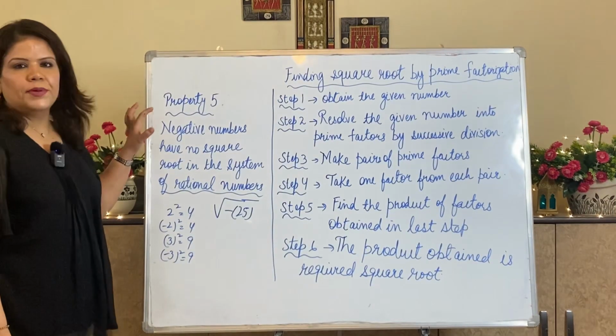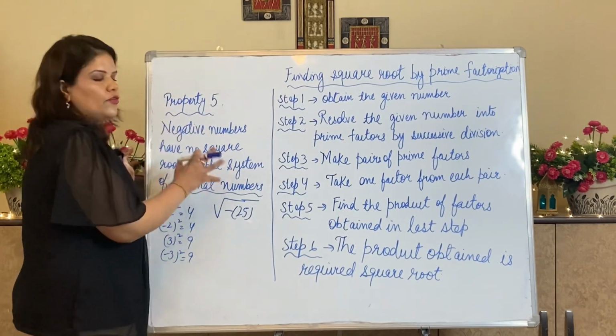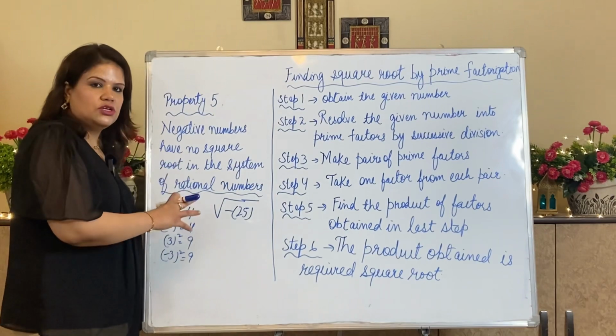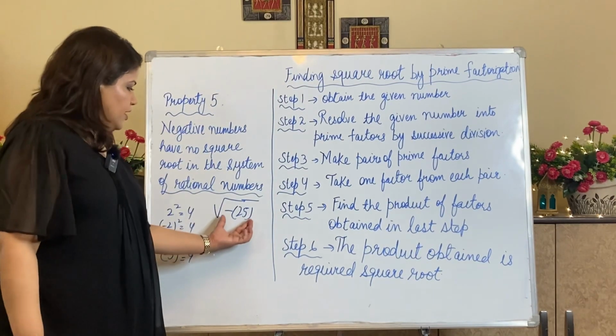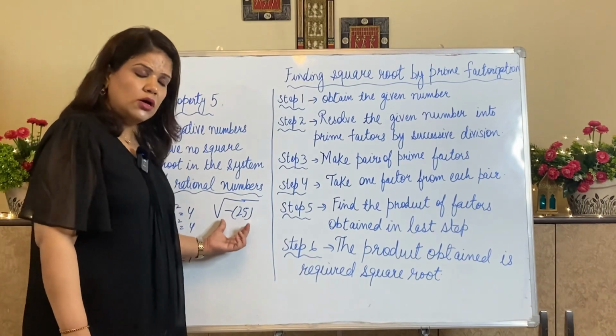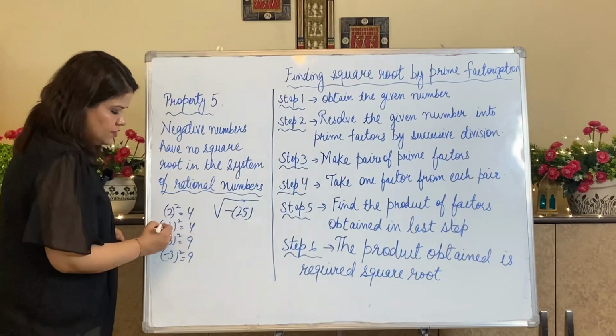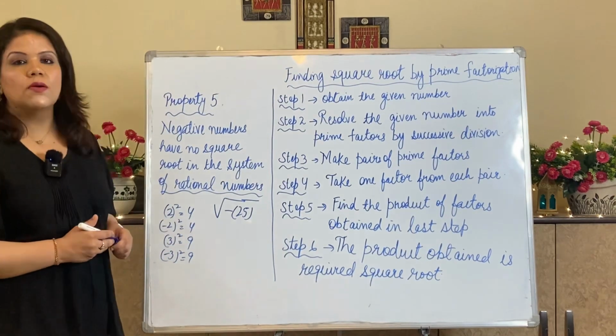Now I am taking property 5. If I have to find the square root of any number in the set of rational numbers, that means I need to have a number which is positive here, because the square of a positive number is also positive, and the square of a negative number is also positive.